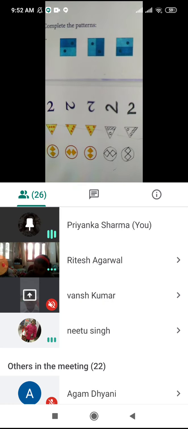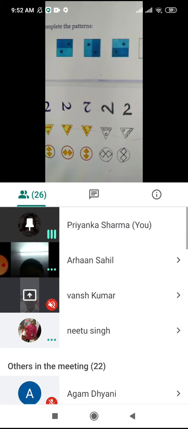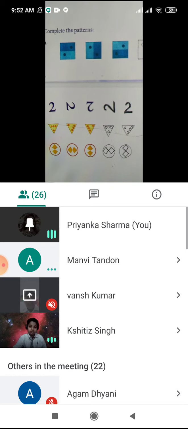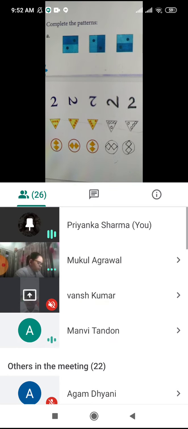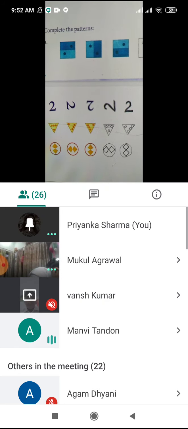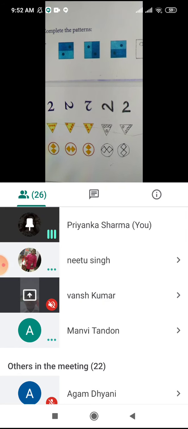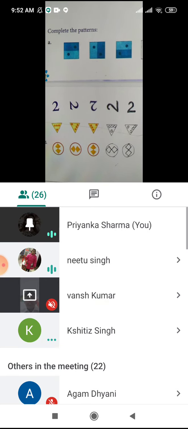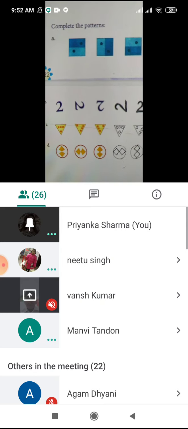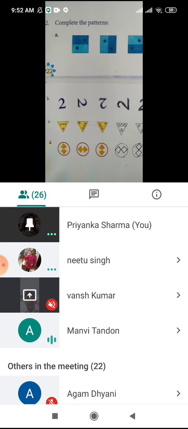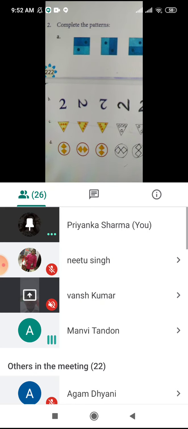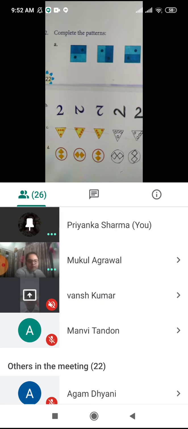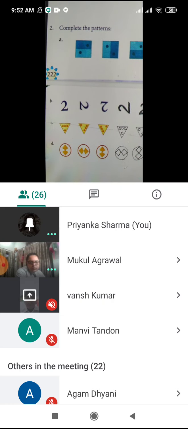Again, in the fourth image, it will be horizontal. And then in the fifth image, it will be again straight, vertical. So the first image is vertical, straight, second horizontal, third again vertical.